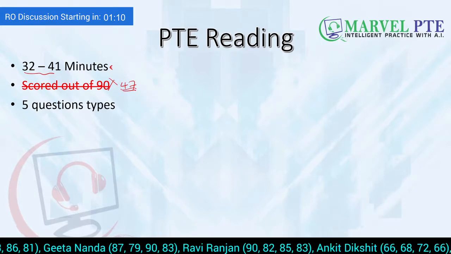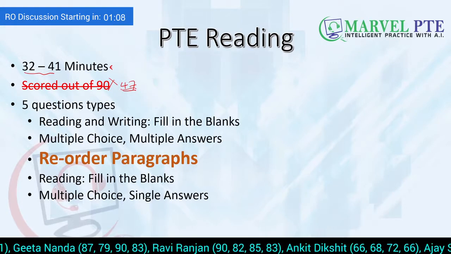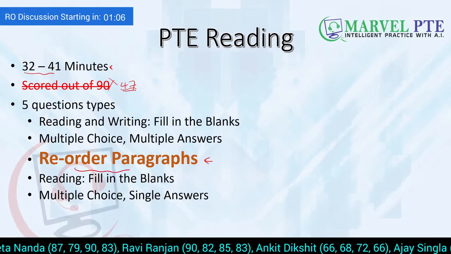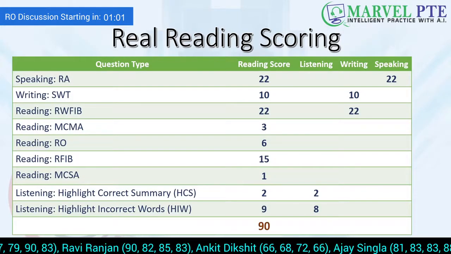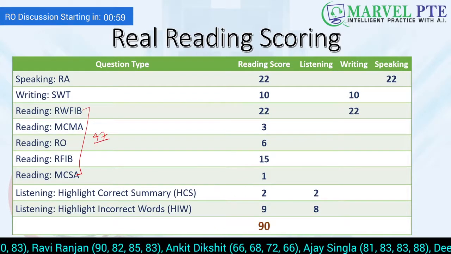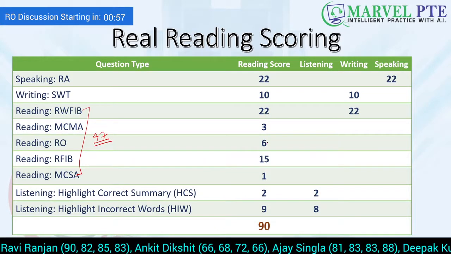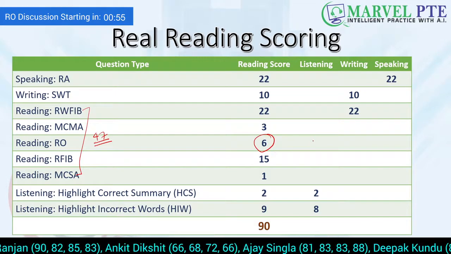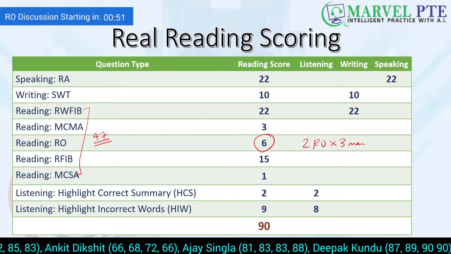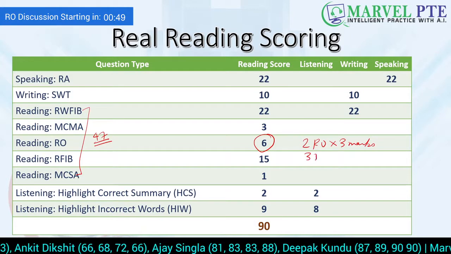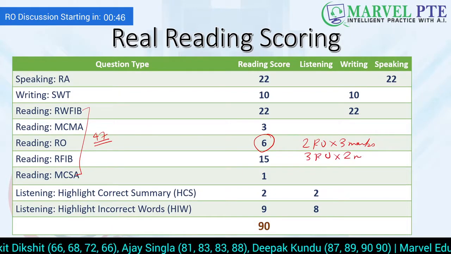And there are 5 question types in PTE reading. The third question type is reorder paragraphs. Okay. And this is the real PTE reading scoring, where you can see the reading total is 47 marks. Out of those, reorder paragraphs are 6 marks. So if you have 2 reorder paragraphs, they will be of 3 marks each. And अगर आपको 3 reorder paragraphs आते हैं, तो it will be of 2 marks each.